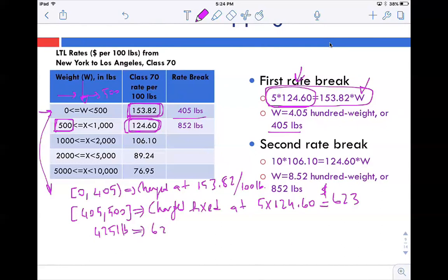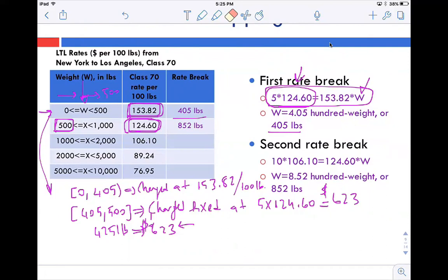Okay, so this gives us powerful information because if I'm sending, for example, 425 pounds, I should be paying $623. I should not be paying 425 times 153.82. I should not be paying this because this is much higher compared to $623, right? This is what we are going to be doing for all the other intervals here to get their rate breaks and then utilize them for our calculations, okay?